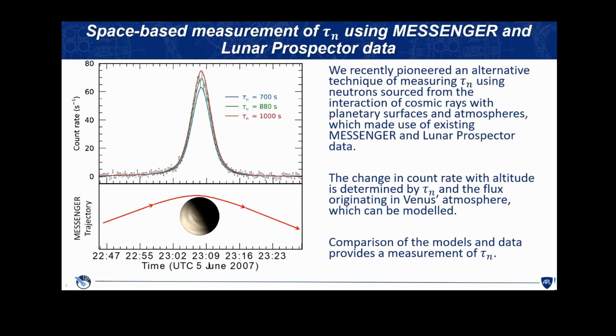So given that there are data out there, we thought we'd put this idea to the test. And we've looked at some data taken by Messenger's neutron spectrometer during the spacecraft's flyby of Venus, and the Lunar Prospector neutron spectrometer during its initial highly elliptical orbits. The measurement principle is illustrated with the figure on the left. So essentially what you do is you simulate the production, transport, and detection of neutrons, and then compare that to measurements. Next slide.